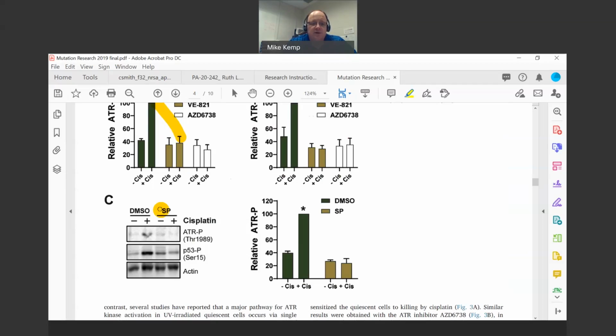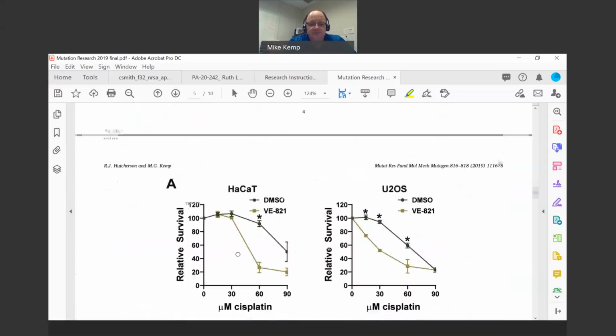So we used this drug spironolactone. I have a separate talk about what spironolactone does in a different paper. But it was shown a number of years ago to inhibit nucleotide excision repair by causing the degradation of a nucleotide excision repair protein known as XPB. So we can see again in the vehicle-treated cells, we see phosphorylation of ATR and P53. However, when cells are treated with spironolactone, that phosphorylation is inhibited. Again, arguing that the ATR signaling taking place in quiescent cells is dependent upon nucleotide excision repair.